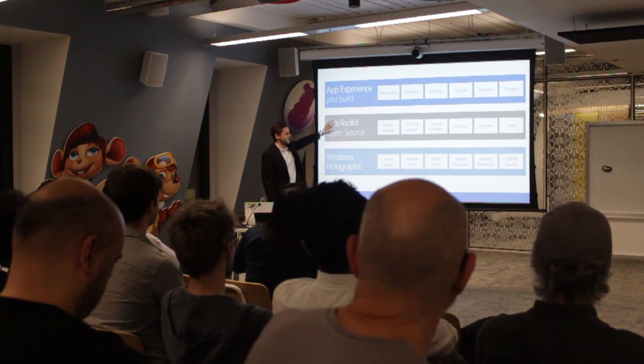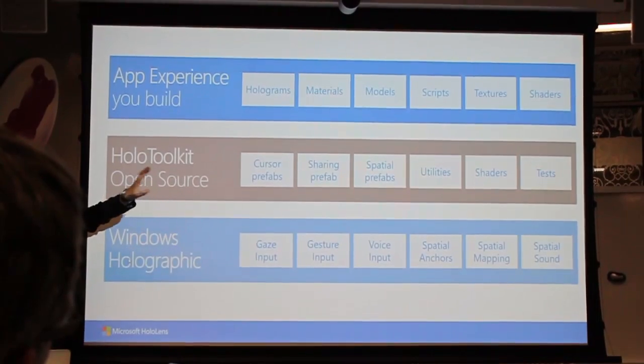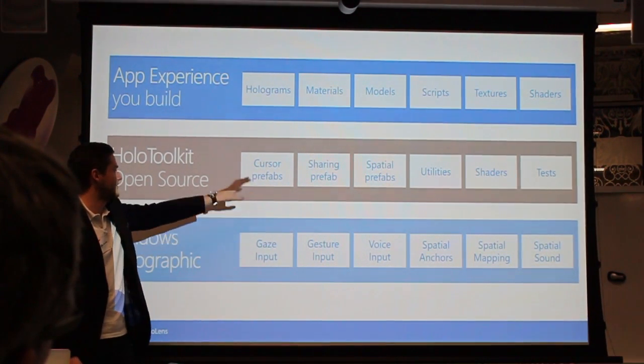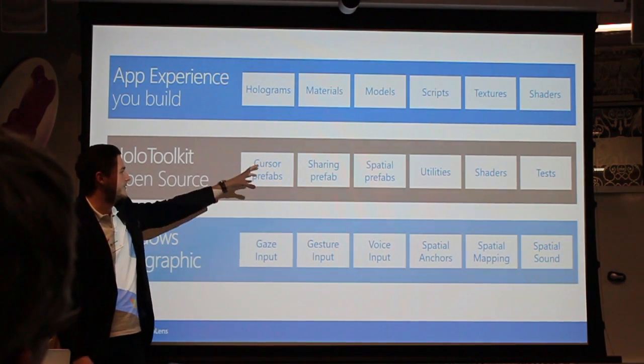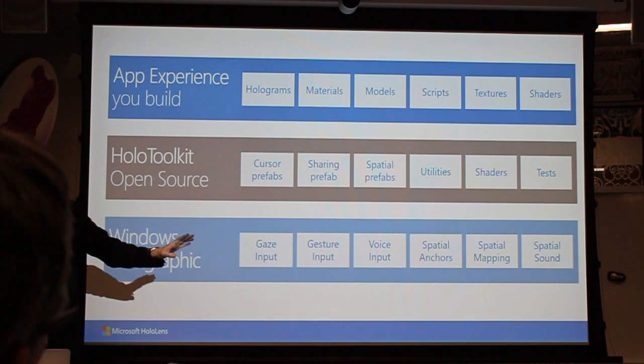Now, this is the one that I'll be talking about today. This is an open source HoloLens toolkit. It's all on GitHub. And they have loads of stuff that has already been built for you. So you've got cursor, you have prefabs on spatial mapping, utilities, shaders, and so on. All of these things just work out of the box.